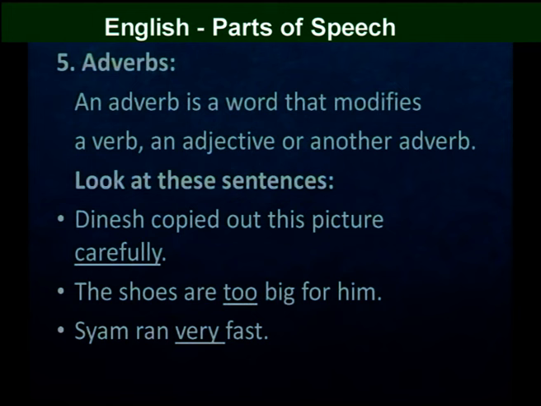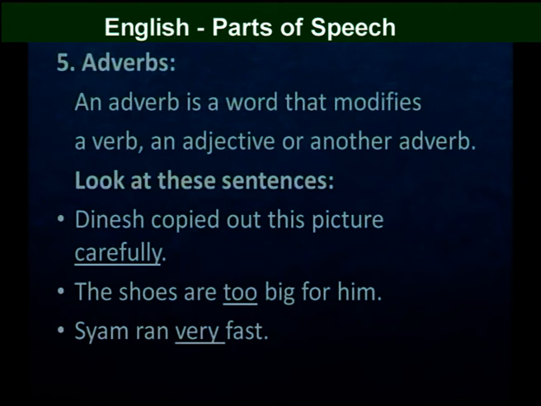Similarly, another sentence. The shoes are too big for him. What are too big? The shoes are too big. The underlined word in this sentence is too big. Big is an adjective. What are big? The shoes are big for him. How big are they? They are too big for him. Too big to wear. So, in this sentence, the adverb, the word too, modifies an adjective.